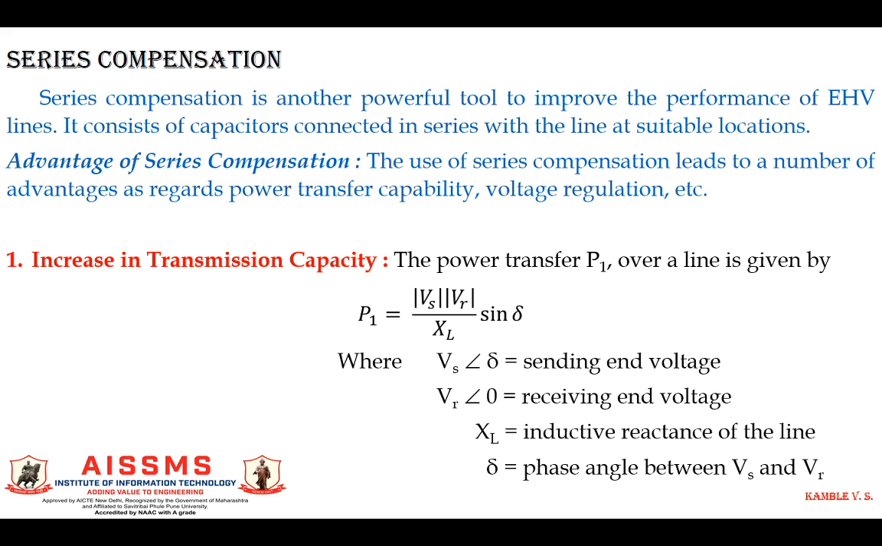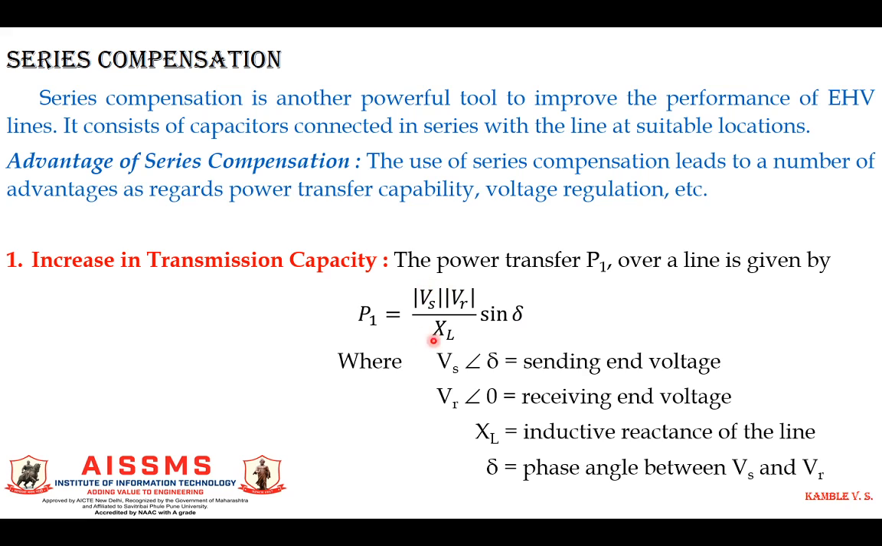So the power transfer equation is given by P equal to V into R divided by X into sin delta. This is a general equation of transfer of the electrical power. So if we are considering that series compensation is not there, means the capacitors are not connected in the circuit, that time the power will be P1 equal to magnitude of Vs into magnitude of Vr divided by XL into sin delta.